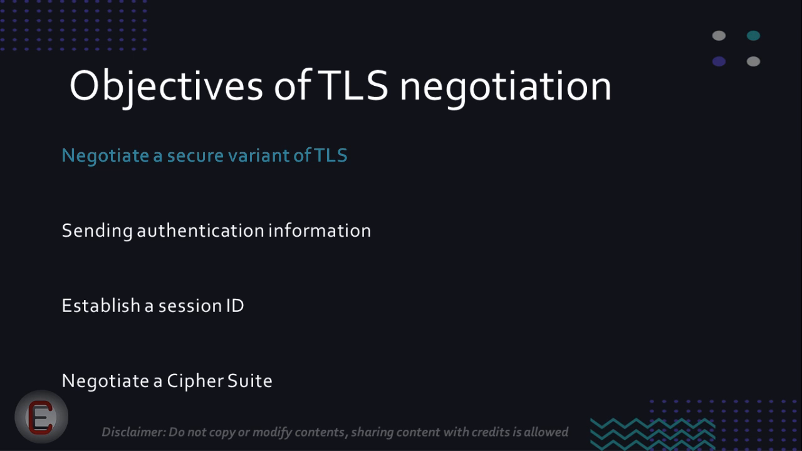I'm talking about the versions 1, 1.1, 1.2 in the ascending order of security. 2. Sending authentication information, usually a certificate or something secure, depends on what methods you use. 3. Establish a session ID so that the communication is unique and resumable. And lastly, negotiate a cipher suite which will be used for encryption of data or key exchange.